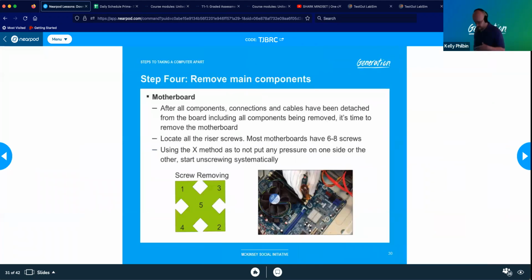Once we have all that fun stuff removed, we're down to just the motherboard, and we use that X pattern again. So screw 1, 2, 3, 4, 5 in a cross hatch pattern. And typically all the motherboard screws are the same size, so you can kind of put those in a single cup. And when you are pulling the motherboard out, do not bend or flex the board. It got in there without being flexed, it can get out. You may have to bend it, twist it, and kind of maneuver it a little bit to get out, but do not bend or flex. You can twist it and do whatever, but we don't want to break any of the welds or solders on it. So hold it by the edges and you should be able to get it out.